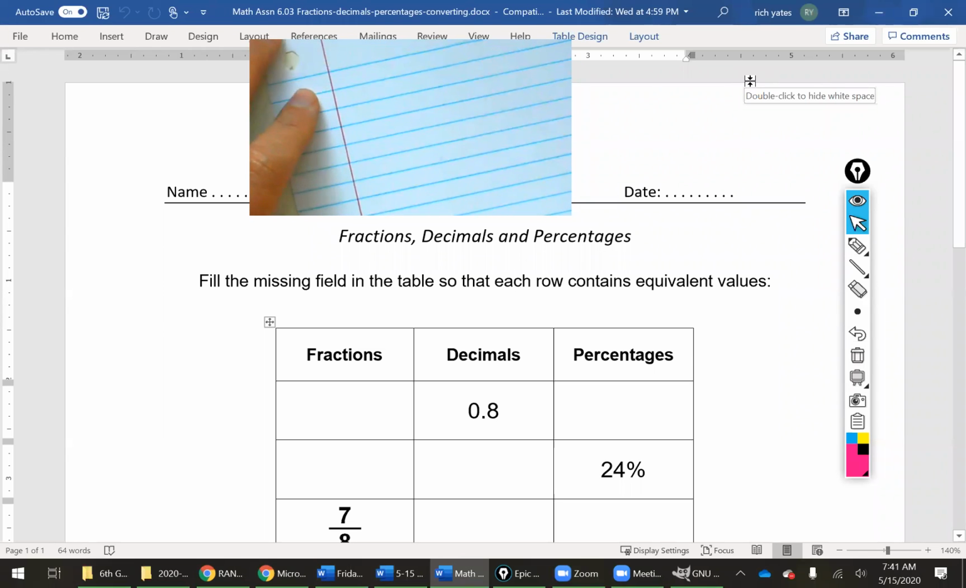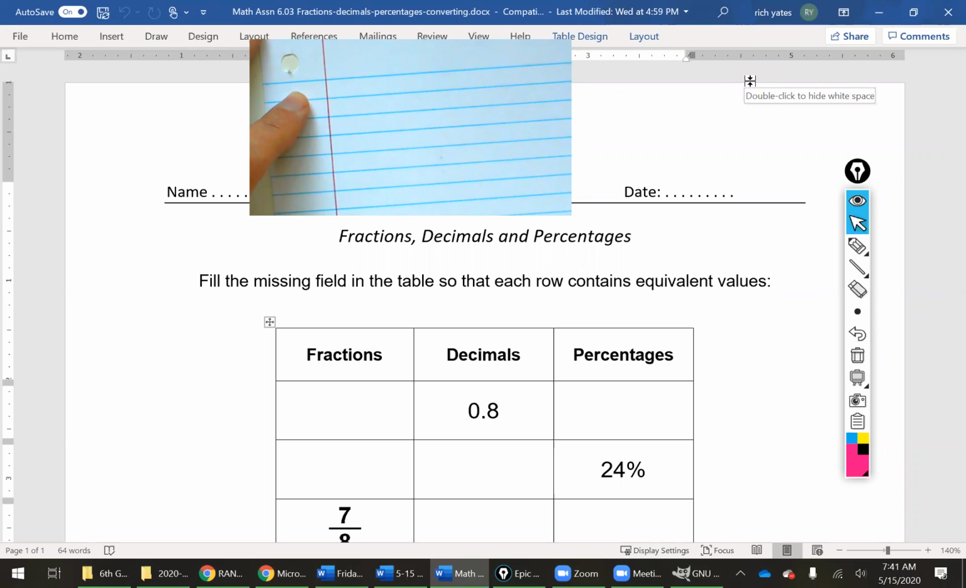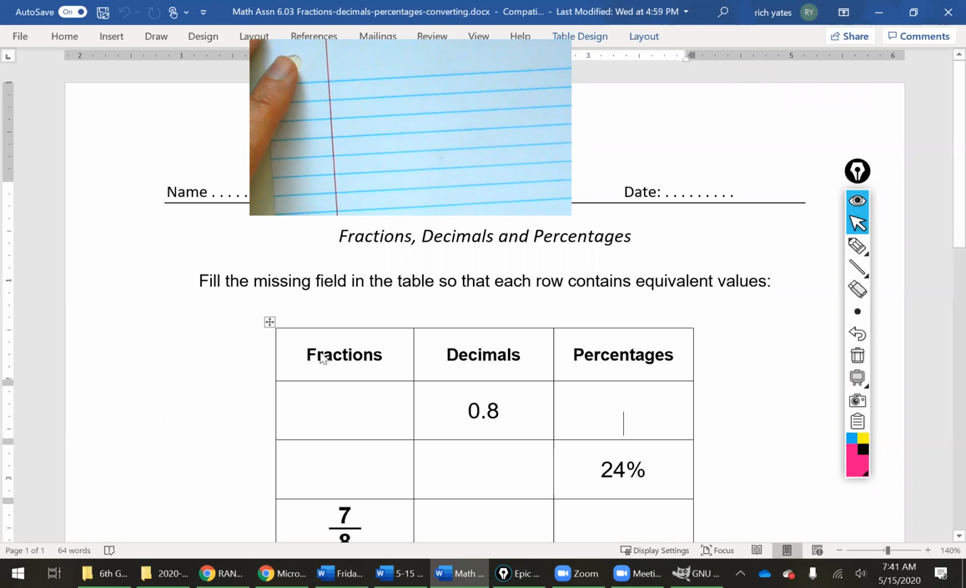Hi, boys and girls. This is our final math assignment for 5th grade, assignment 6.03, which is some 6th grade math to help you get ready for next year. In this assignment, I wanted you to convert fractions, decimals, and percentages and fill out this table. So I'm going to go over how you fill this out.